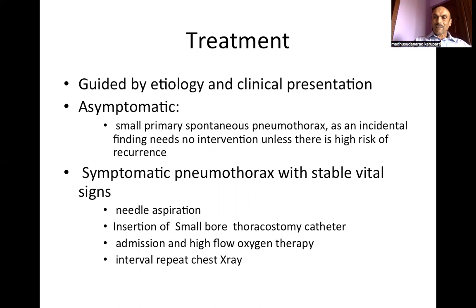it is an incidental finding because the patient has not come for his pneumothorax. It is identified incidentally during his workup for other disorders. In this situation, no intervention is required unless there is high risk of recurrence. Even then, the pulmonologist is not going to take over the case unless there is a referral from the bedside.